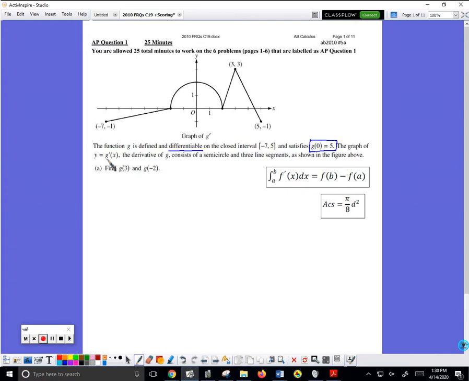The graph of g prime, the derivative of g, that's this, consists of a semicircle and 3 line segments. So 1, 2, 3. Find g of 3. Okay, in many AP problems what you have to focus on is what are they giving you, what do they want. Well, they're giving me g prime and they want g.